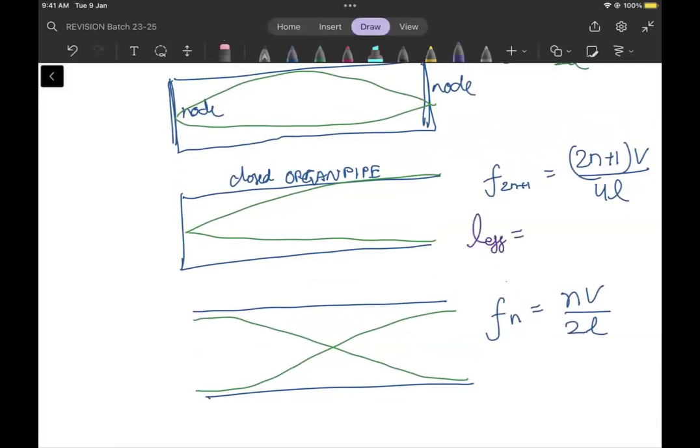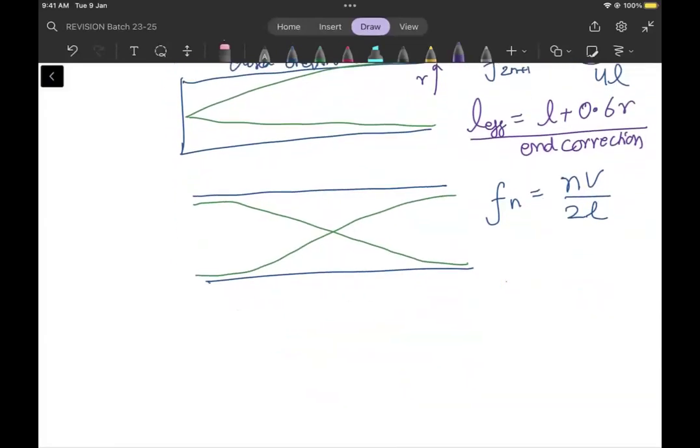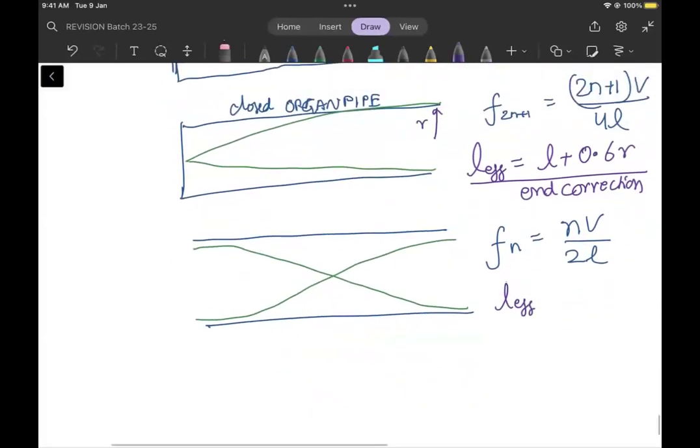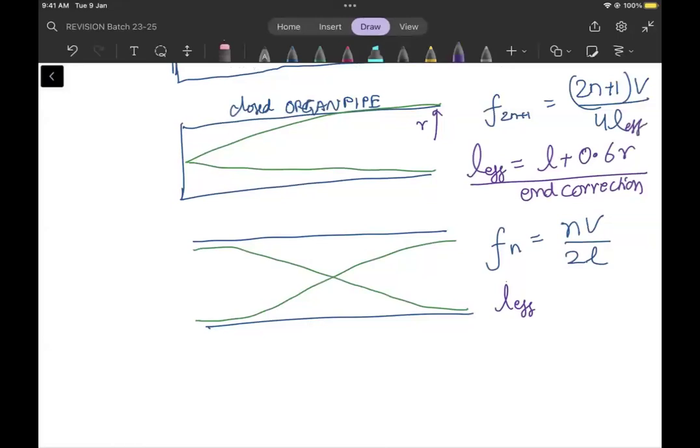L effective in this case is L plus 0.6 R, a radius. Okay, so this is called end correction. If you are given the radius of the organ pipe, or you are told to take end correction into account, then you have to replace L here with L effective. Here also you have to replace L with L effective. In this case it becomes L plus 1.2 R. Okay, so we have to remember this.